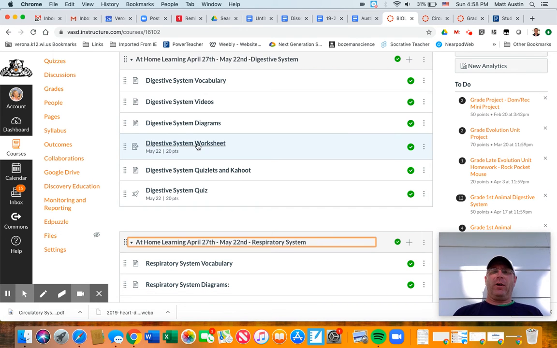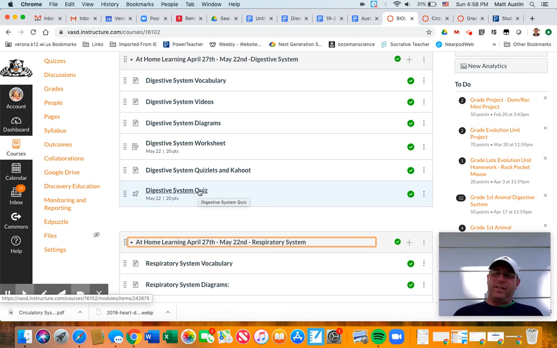Again, I would look at the worksheet first, then do the vocabulary, then take notes on videos. I would do the worksheet then and turn that in. I would do the Quizlet next and do the quiz last. The quiz itself, you'll get to take 1 time. It's 10 questions, 2 points per question for 20 points. It is a timed test. You'll have 15 minutes to answer the questions.